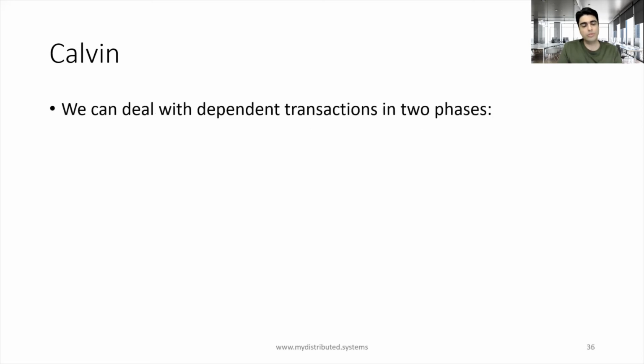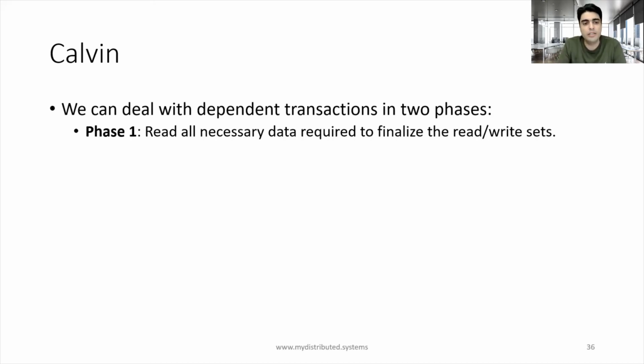Calvin's solution to deal with dependent transactions is to schedule and execute them in two phases. In the first phase, we read all necessary data required to finalize the read and write sets. And in the second phase, we schedule the transaction to be executed just like other transactions.